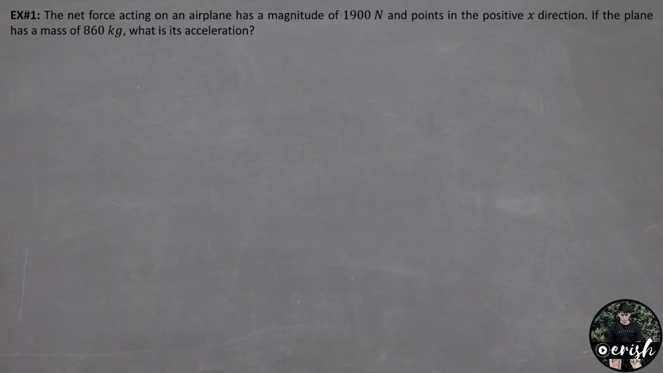Example number 1. The net force acting on an airplane has a magnitude of 1,900 newtons and points in the positive x direction. If the plane has a mass of 860 kilograms, what is its acceleration? In this problem, only the x components or the horizontal components are involved in the system. So we use the x component of Newton's second law. Summation of Fx or the net force at the horizontal component is equal to the mass times the acceleration at the horizontal.